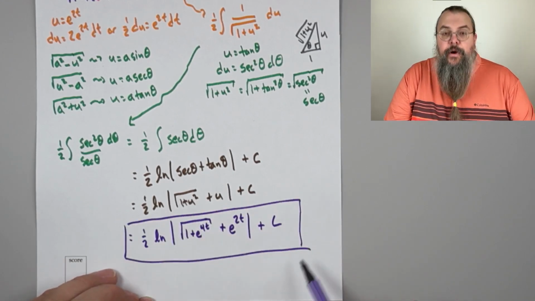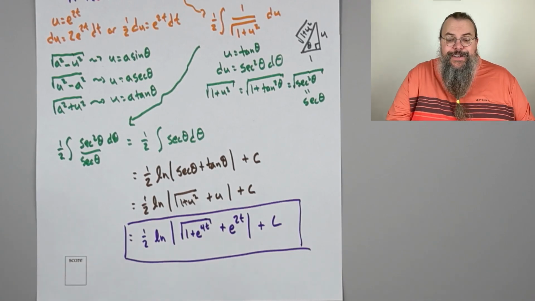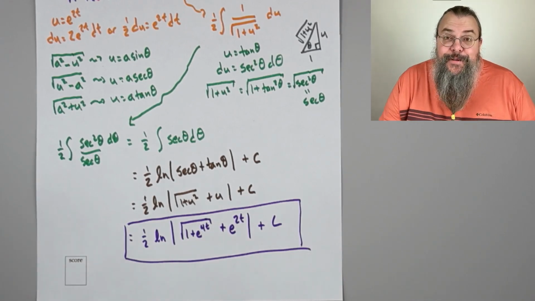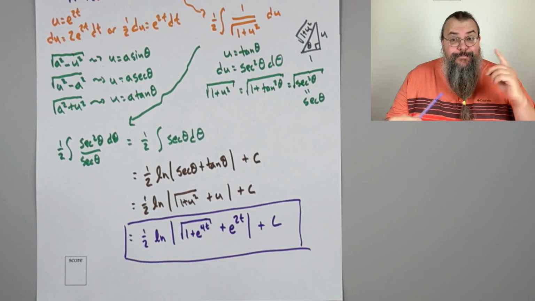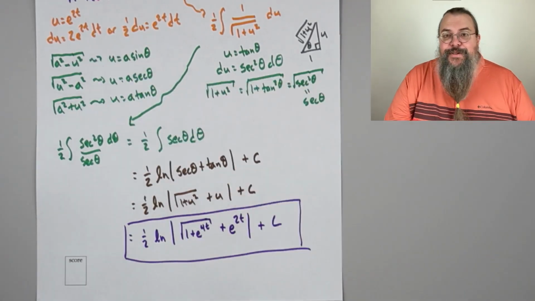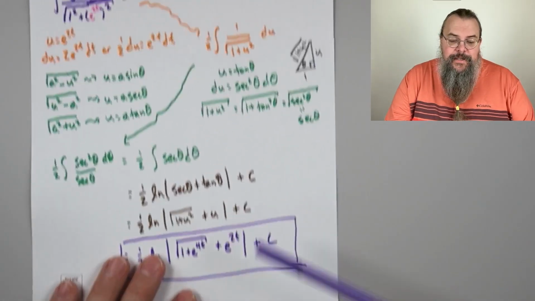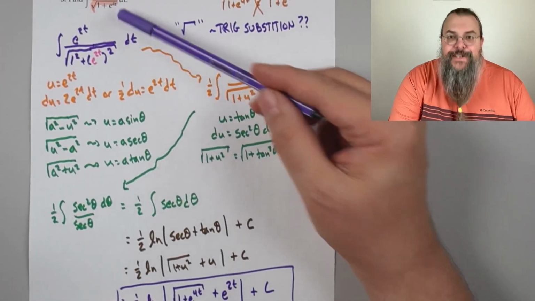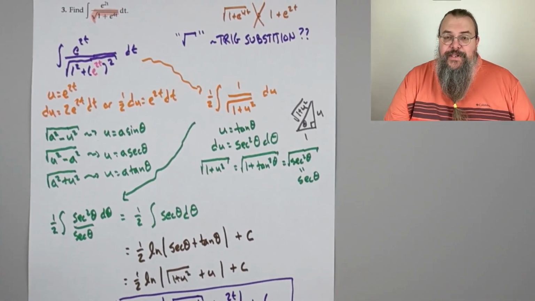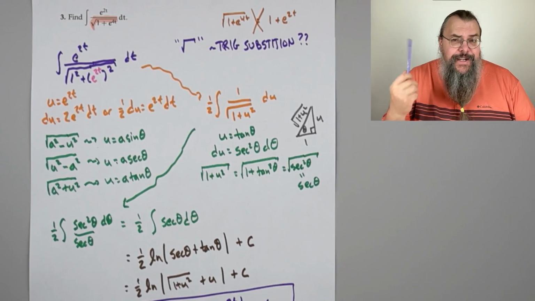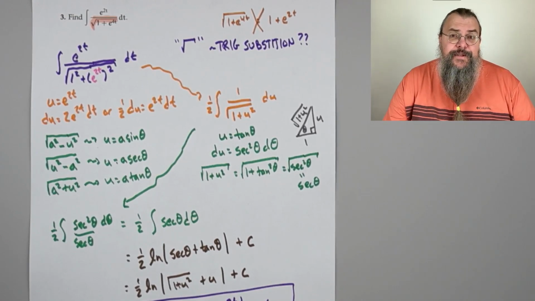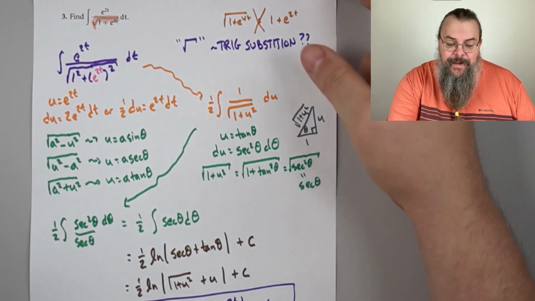And done. Trig substitution. You know what's coming. Be ready. Know your substitutions. And how do you know to look for it? Look for square roots. That's the big clue. If you see square roots, you should at least think maybe trig sub is a good thing to try here.